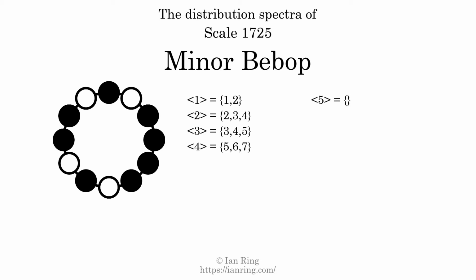The generic interval of 5 scale steps comes in 3 different specific interval sizes, 7 semitones, 8 semitones, and 9 semitones. The spectrum width of this generic interval is 2. The generic interval of 6 scale steps comes in 3 different specific interval sizes, 8 semitones, 9 semitones, and 10 semitones. The spectrum width of this generic interval is 2. And finally, the generic interval of 7 scale steps comes in 2 different specific interval sizes, 10 semitones and 11 semitones.